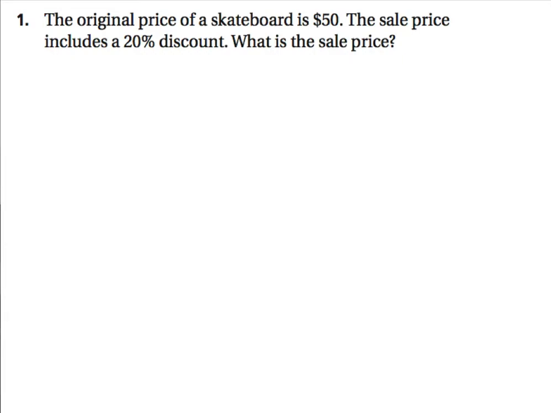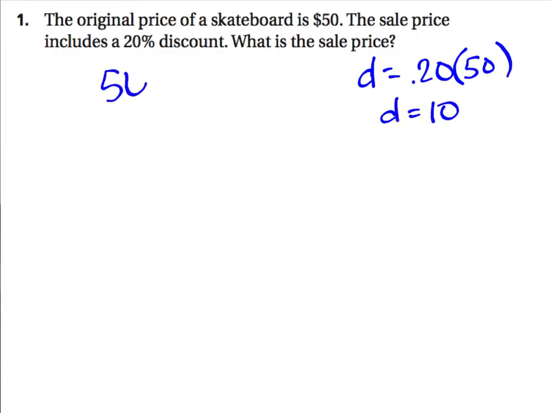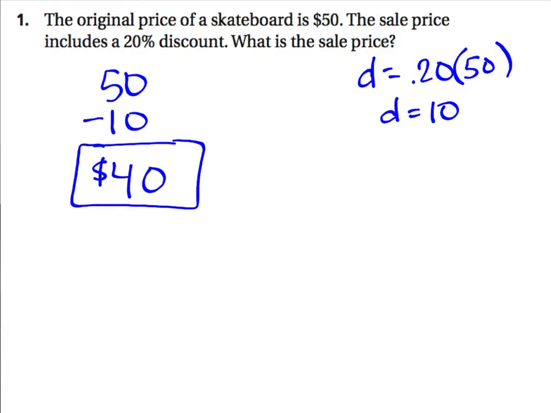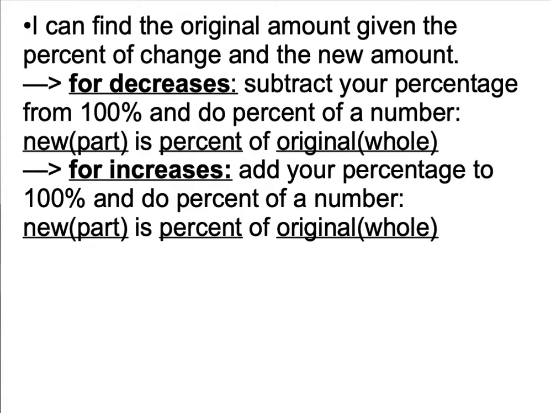The original price of a skateboard is $50. The sell price has a 20% discount. What is the sell price? First, we find out the discount. Maybe I use D for discount. The discount is going to be 20% times 50. Well, that is precisely $10. So you take the $50 skateboard, subtract $10 from it, and now it is a $40 skateboard after the 20% discount. Okay, that was all about calculating the new amount.